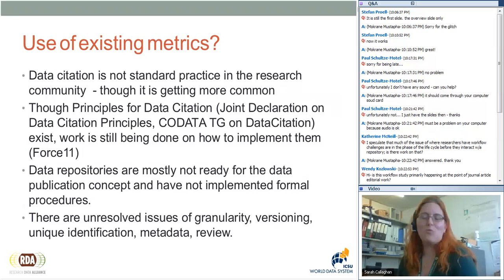These principles exist now, and now we're moving on to the stage of promoting the principles, but also coming up with ways to implement them. Some data repositories are better than others when it comes to publishing data and implementing formal procedures for citing data. But even the ones that have already given guidance on how to cite data held in their archives, there are still issues with data sets in terms of, well, how do we define what a data set is? What sort of granularity should a data set be cited at? All that sort of thing. So this is an issue that's going to keep on going, but I do feel like we are making serious progress with it.